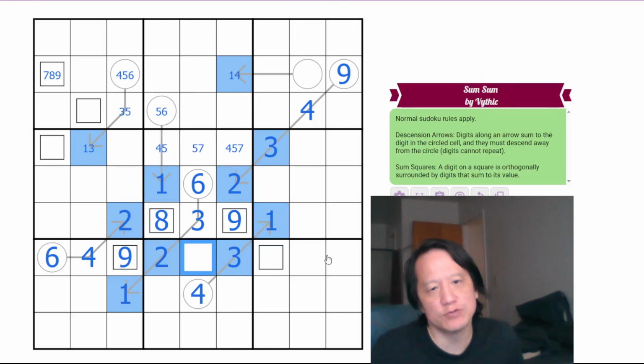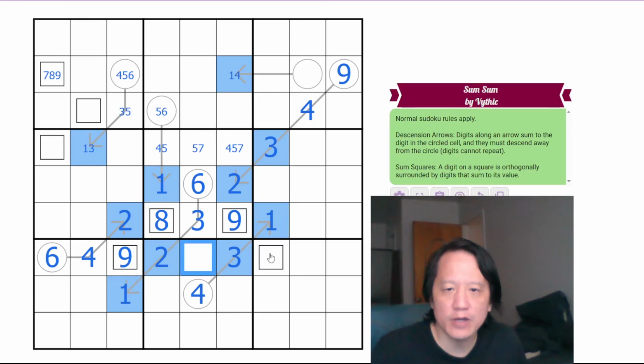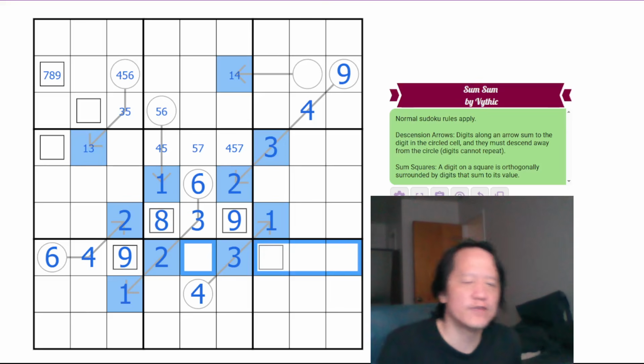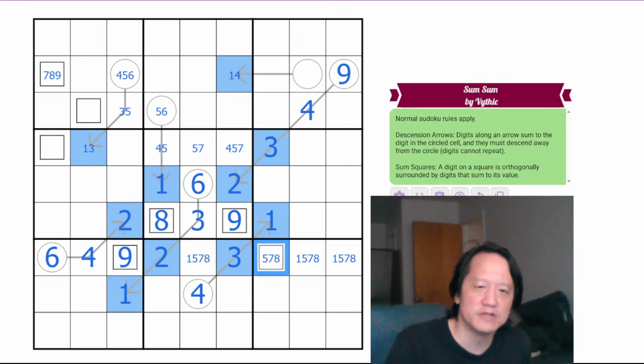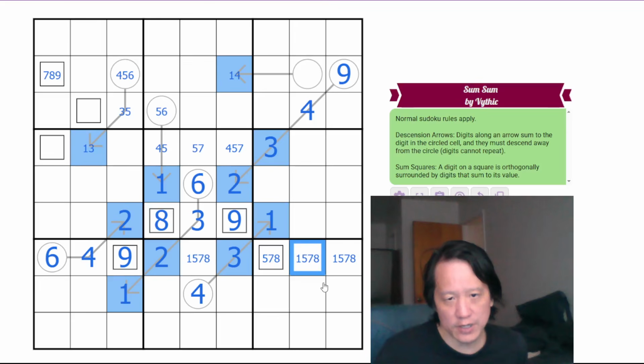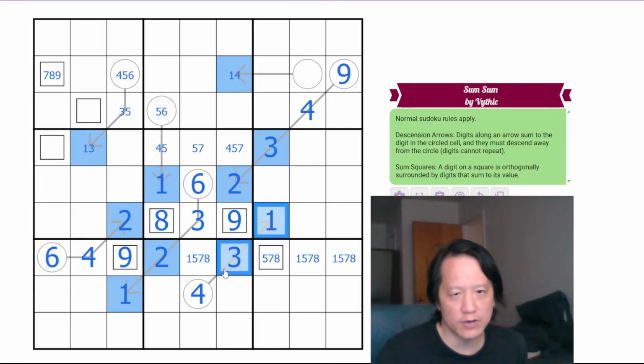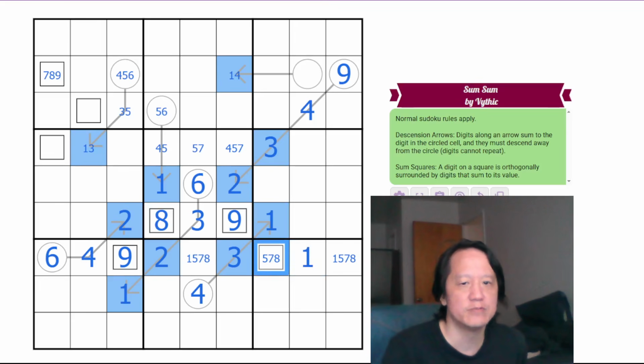Remaining digits in row 7. We have 1, 5, 7, 8 remaining. It obviously can't be 1 because of 1 in the column. If we try to have anything 5 or greater here, that already adds up to 4 plus 5 plus 1, which is 10, which is not possible. So this must be a 1 here.